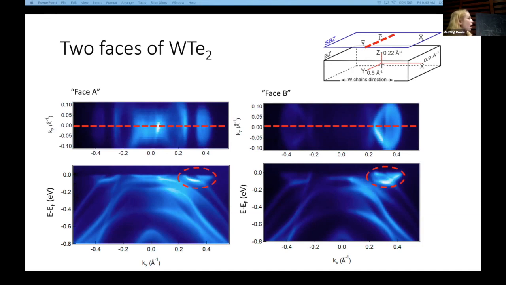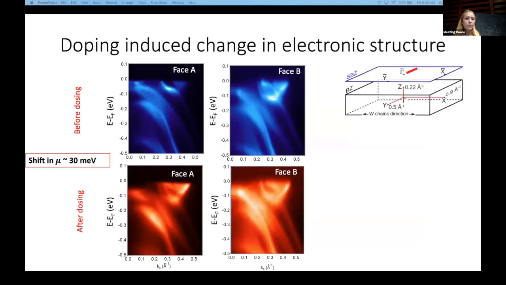today, is here at around kx equals 0.3, where on face A, between the electron and the hole band, we see nothing, whereas on face B, between the electron and the hole band, we see this sort of teardrop shaped feature. Okay, so now we add potassium. We add electrons. And there are changes that happen in both of the faces. And this change occurs for a very small amount of potassium dosing, corresponding to a shift in chemical potential of approximately 30 millielectron volts.